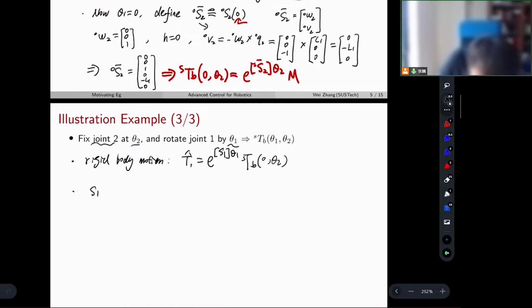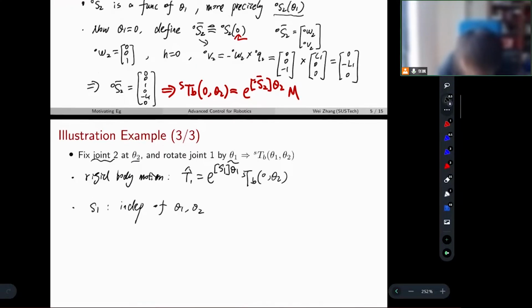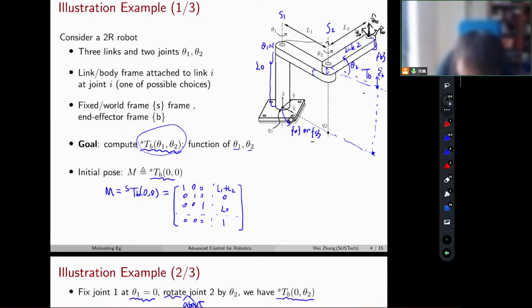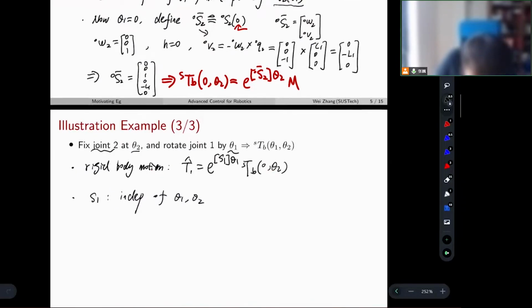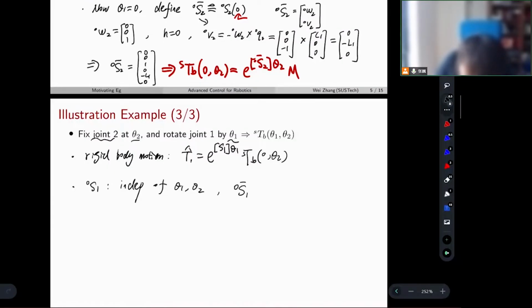We know this S1 is independent of any joint. No matter what the joint variable is, S1 in the O frame is always this axis. The joint motion doesn't move this screw axis. So let's say this is independent of theta 1 and theta 2, but we can still use the same notation as S1 bar. It's just this numerical value, assume that.